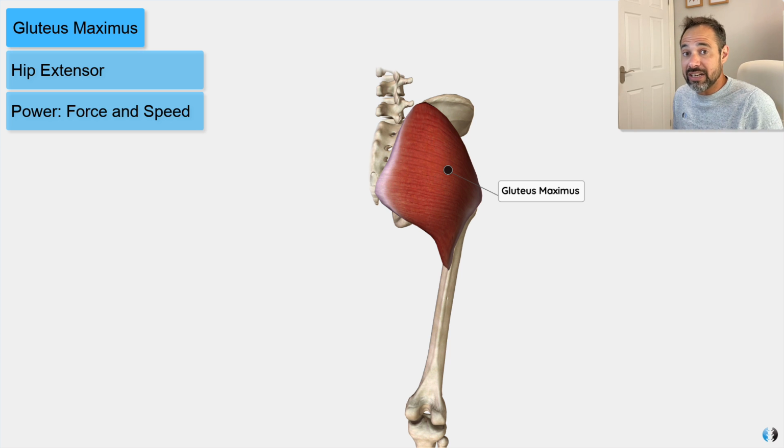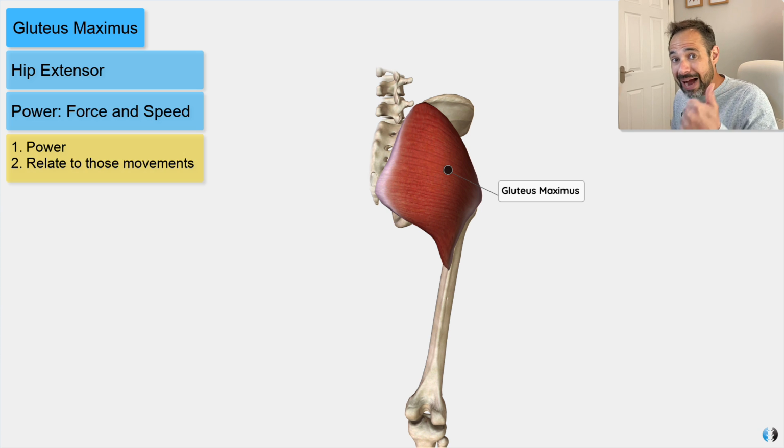Well, it means that if you want to really get this muscle working, number one, think about power, and number two, try and relate it to those movements. There's no point underloading your exercises when it comes to glute max. You really want to ramp up the weight, because we know that in order to really produce powerful movements, we need big forces going through our rehab.